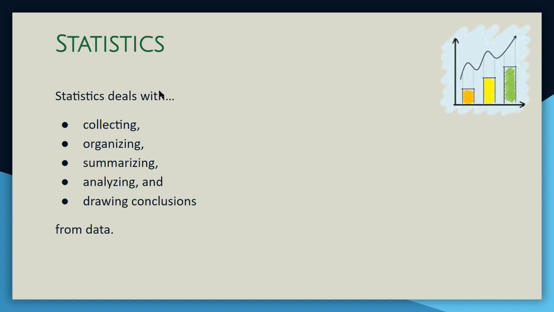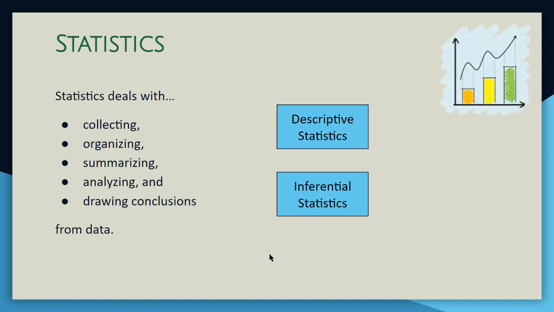We can split statistics into 2 different tasks, 2 different major skills. The first is descriptive statistics, and it does what it sounds like. It describes things. Specifically, it describes sets of data. The second type is inferential statistics. We're going to make inferences based on data, like drawing conclusions, looking for relationships, testing the validity of statements somebody else has made.